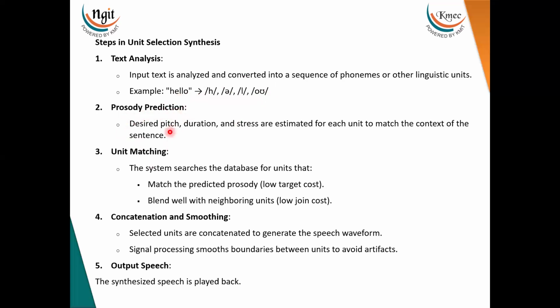Next is prosody prediction. So the desired pitch, duration, and stress are estimated for each unit to match the context of the sentence. Next is unit matching. So the system searches the database for units that match the predicted prosody, which is low target cost, and blend well with neighboring units, that is low join cost. Next is concatenation and smoothing. So selected units are concatenated to generate the speech waveform, and signal processing smooths boundaries between units to avoid artifacts.